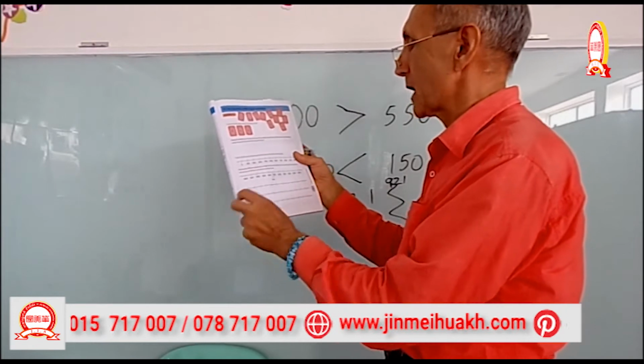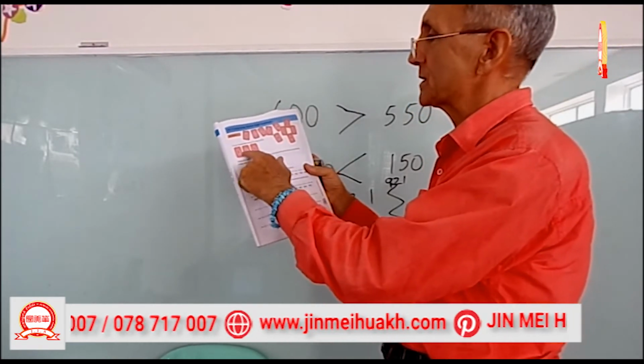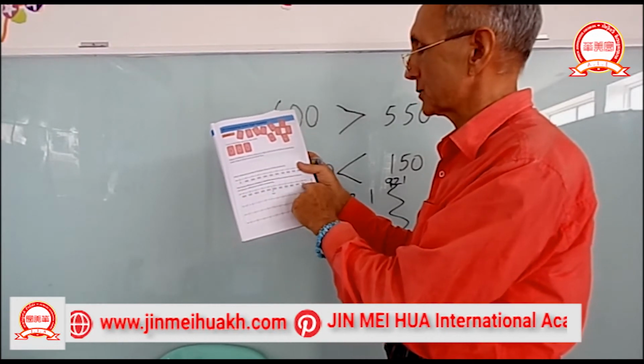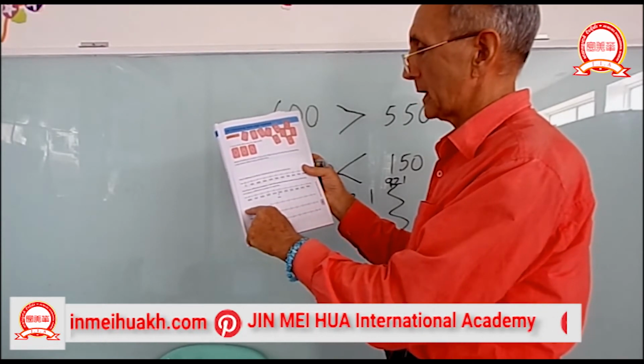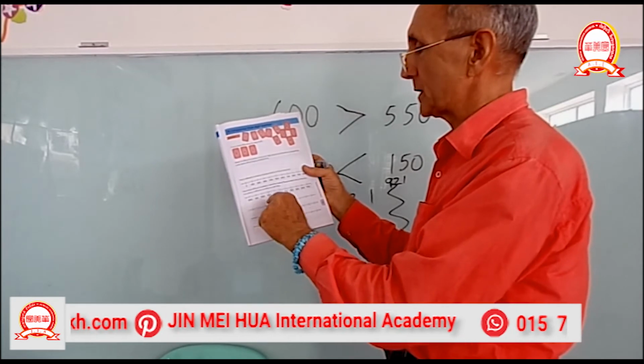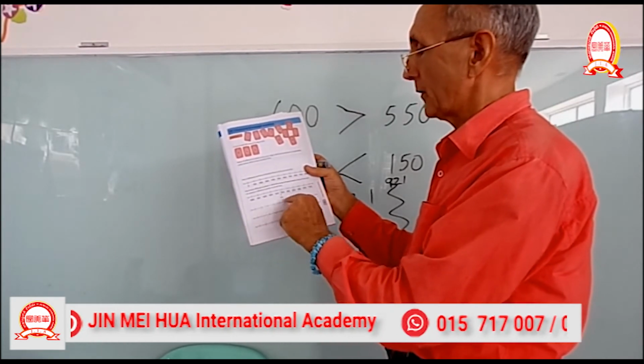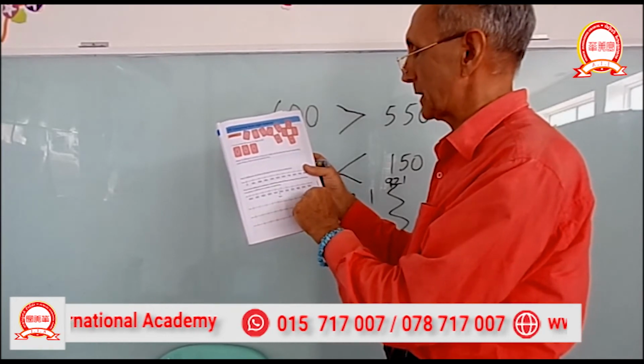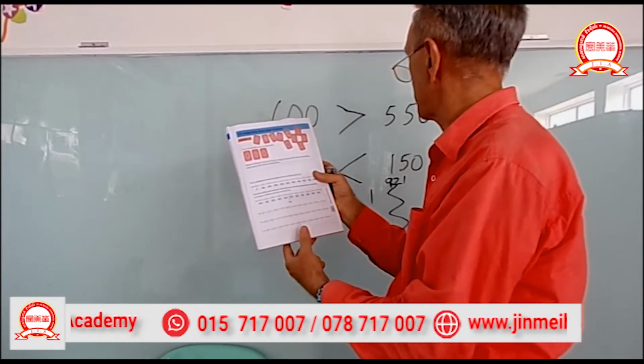So here's an example. If we chose this number, it goes in between 800 and 900. So you write 800, 810, 820, 830, 840. Then we put our number and then 850, 860, 870, 880, 890, 900.